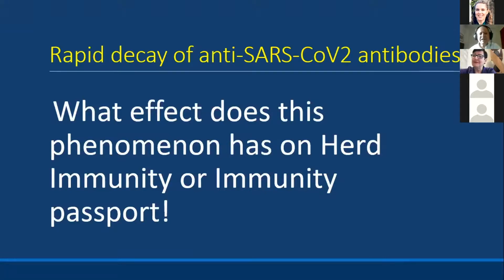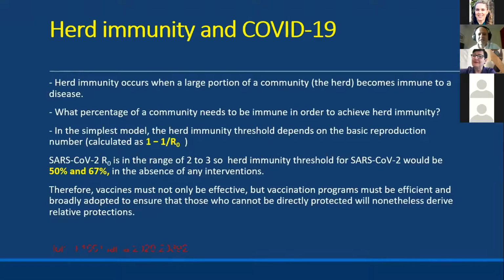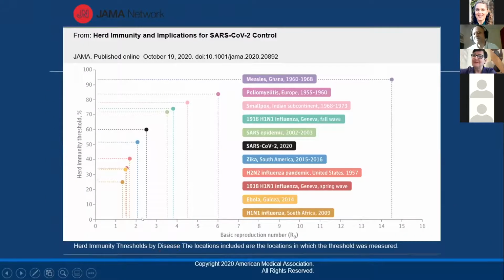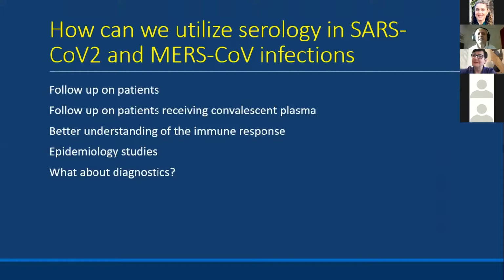So rapid decay of the antibodies, what effect does that have on the immune passport? We heard about herd immunity and COVID, and a new paper in JAMA looked at calculating the percentage of people that need to be immune to get herd immunity. To calculate that, it's 1 minus 1 divided by R naught. For SARS-CoV-2, they calculated that you need up to 50 to 67% of the population to be immune to reach what we call herd immunity.